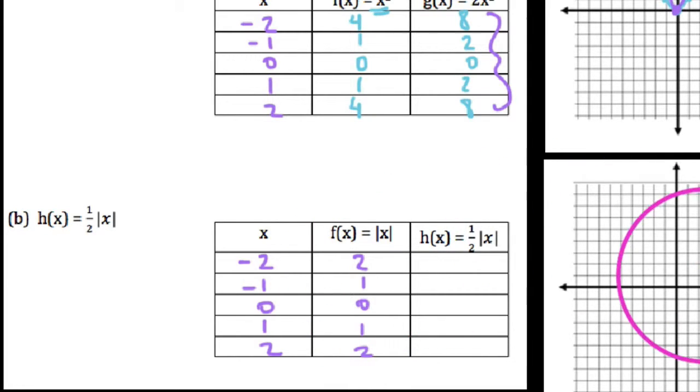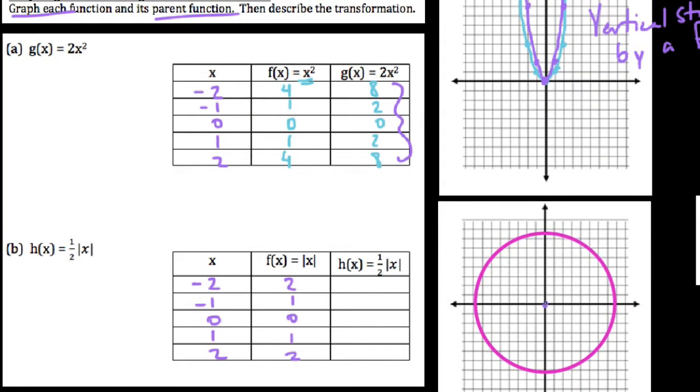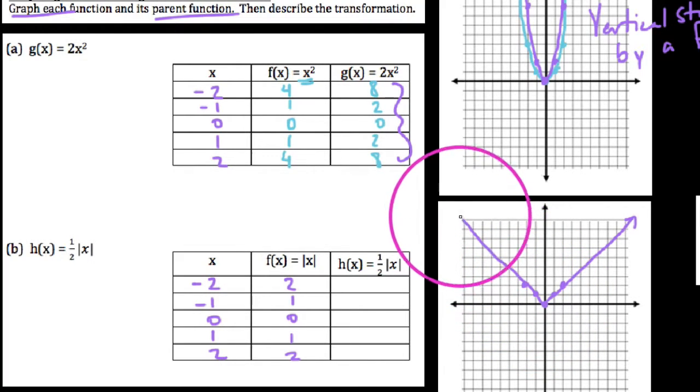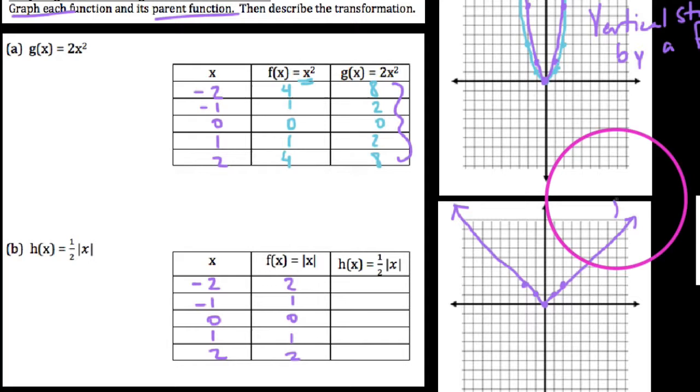So in this case, we still have our parent function, that is this function that looks like a V, starts at the origin, goes up one, right one, up one, right one, up one, right one, all the way to the right, and then it does this to the left also. So here's our absolute value parent function. So a graph of f of x.